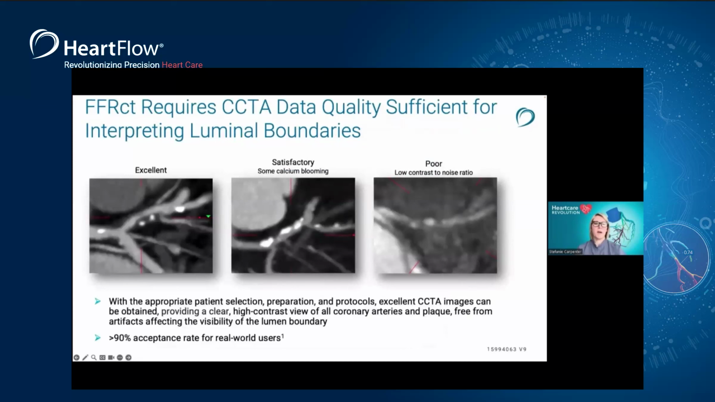Here we see examples of excellent, satisfactory, and poor image quality in CCTA images. Following the SCCT guidelines is essential to achieve sufficient image quality necessary for HeartFlow to model anatomy accurately. With the appropriate patient selection, preparation, and protocols, excellent CCTA images can be obtained. This allows HeartFlow to provide a clear, high contrast view of coronary arteries and plaque, free from artifacts that affect the visibility of the lumen boundaries.